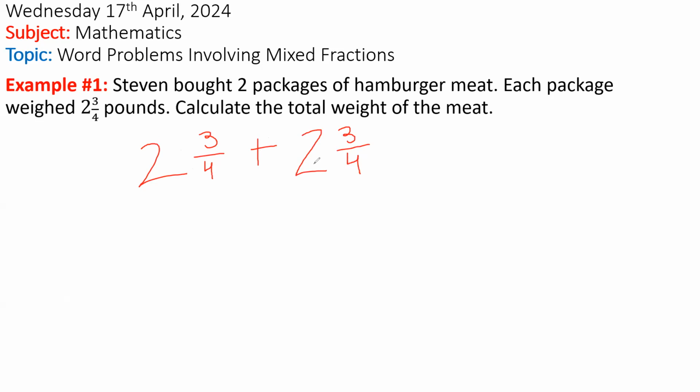But what I want to do is multiply them. Because it says how many packages we have? We have 2, right? So I'll multiply it by what? I can multiply it by 2, right? So let me erase all this. Clear all drawings.